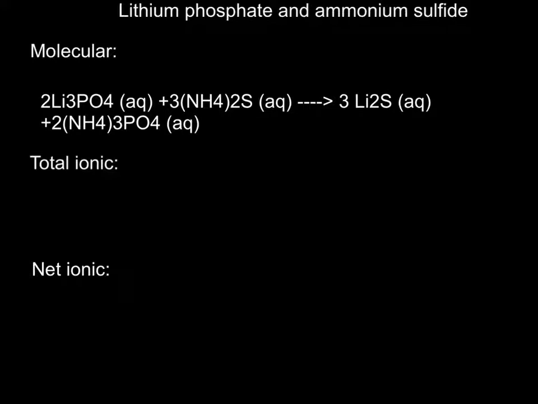So here's the equation for the molecular formula. The products we get for this equation are lithium sulfide and ammonium phosphate. Since sulfide has a charge of -2 and lithium has a charge of +1, we get Li2S. That's also aqueous because it's soluble. Ammonium has a charge of +1 and phosphate has a charge of -3, so it would be (NH4)3PO4.